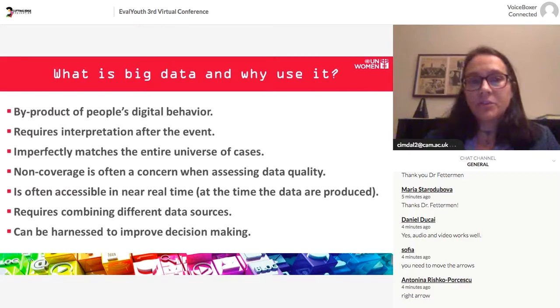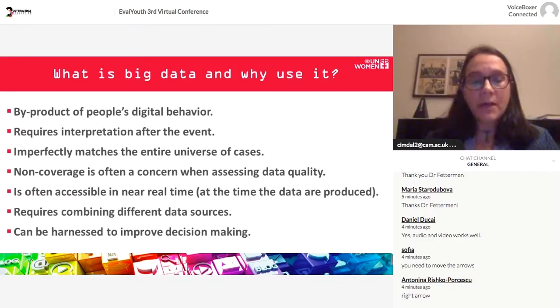So big data also requires interpretation after the event, as opposed to other types of data that are more designed. Big data in this way is organic, so it is not collected or gathered with a purpose in mind, or the purpose is very different from the purpose when you're using it for evaluation.